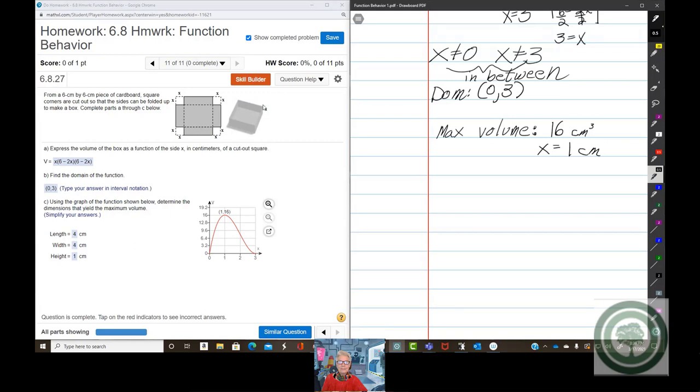So the height, now we know that x is going to be 1. The height is going to be 1. The length and the width are the same, but the length is going to be 6 minus 2x, which is 6 minus 2 times 1. Which is 6 minus 2, that's 4 centimeters. And the width is going to be the same thing, 4 centimeters. So there you go.